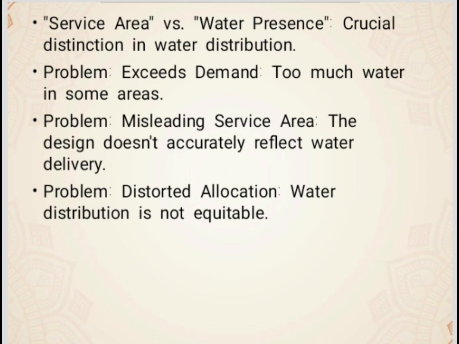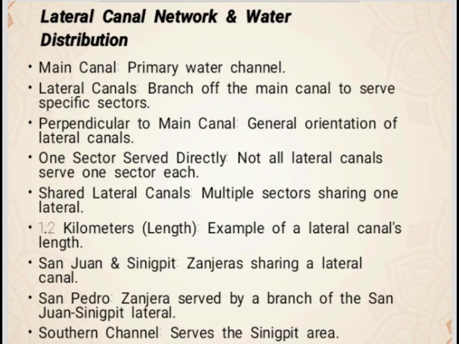So, the next one is the lateral canal network and water distribution. The main canal is primarily the water channel. Lateral canals branch off the main canal to serve specific sectors, generally oriented perpendicular to the main canal. One sector is served directly, but not all lateral canals serve one sector each. Some are shared lateral canals, with multiple sectors sharing one lateral.